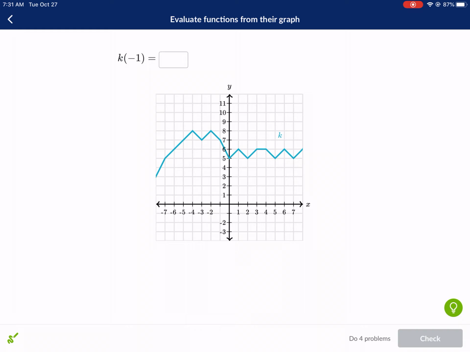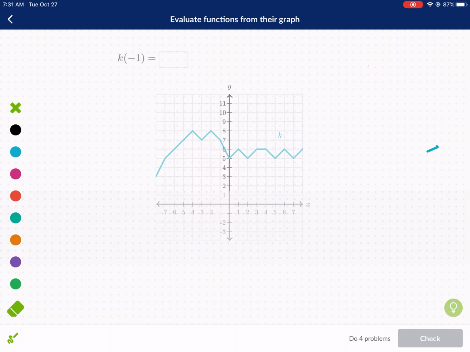We have k of -1. What does that mean? Well, k is referring to this graph, k, right here. Now, what does this -1 mean? Well, this is the value of x. So we have our x-axis and we have our y-axis. I'm not even going to bother with the y-axis because we're only concerned about the x. When we're talking about evaluating functions, we're talking about the x values, left and right.